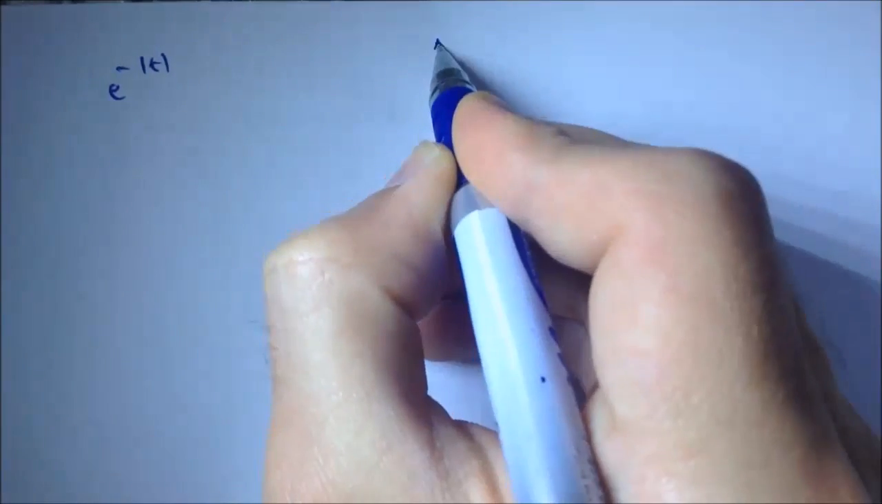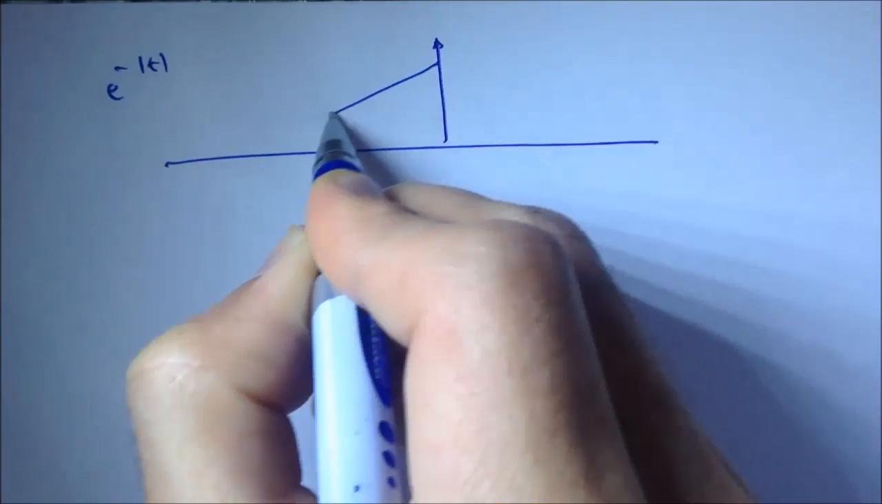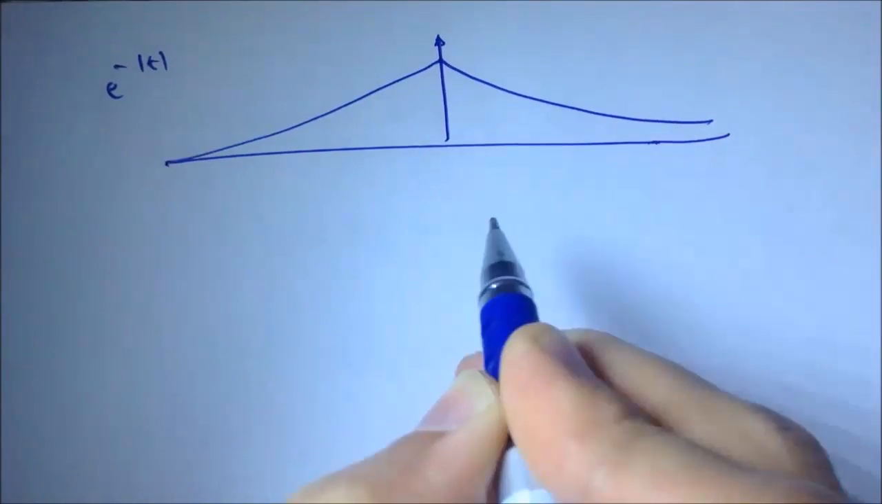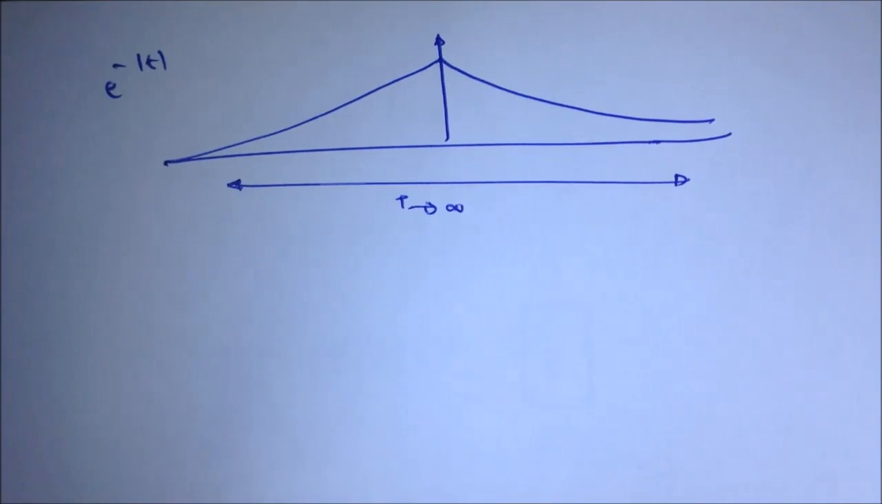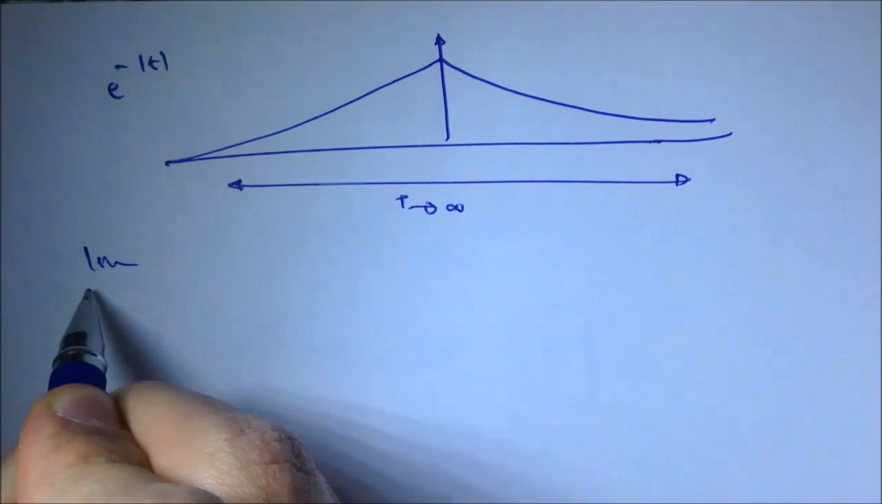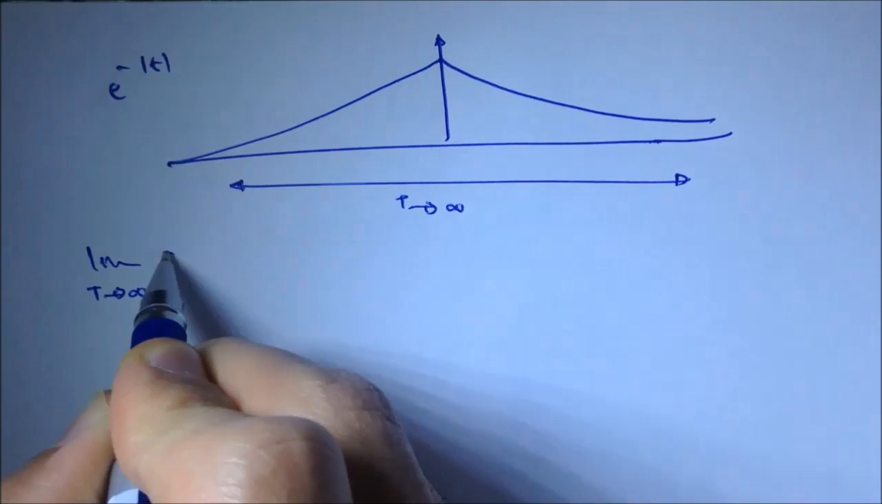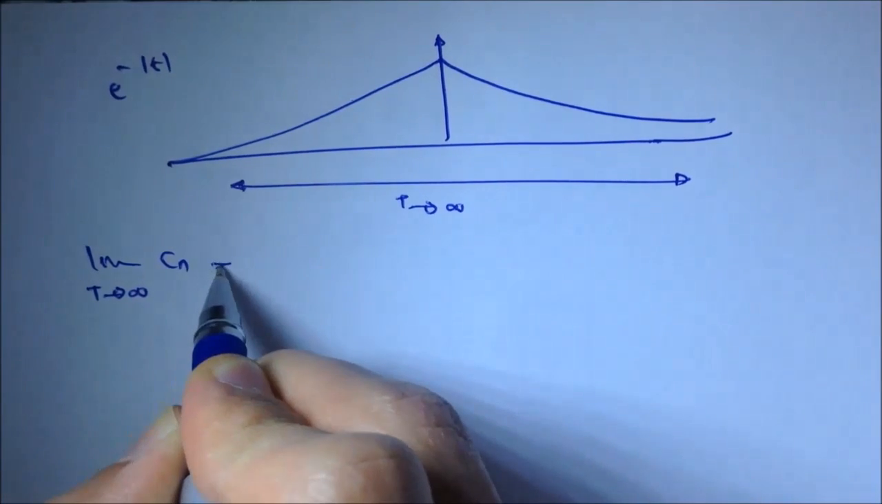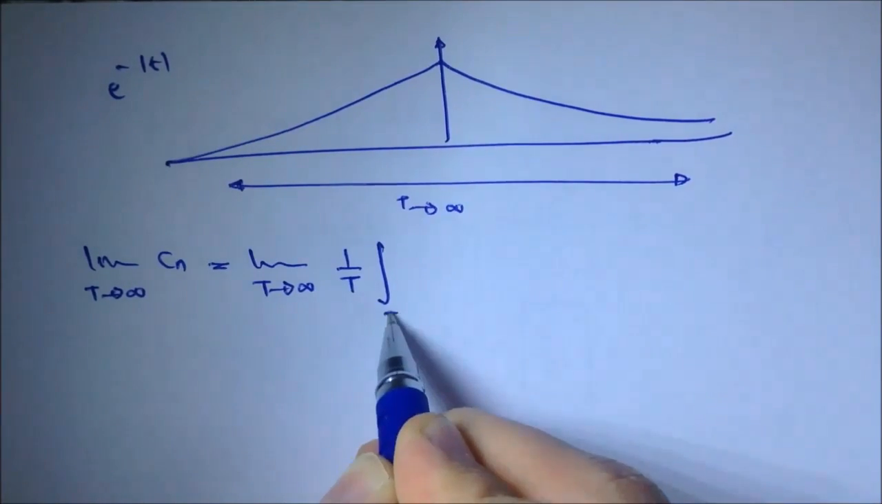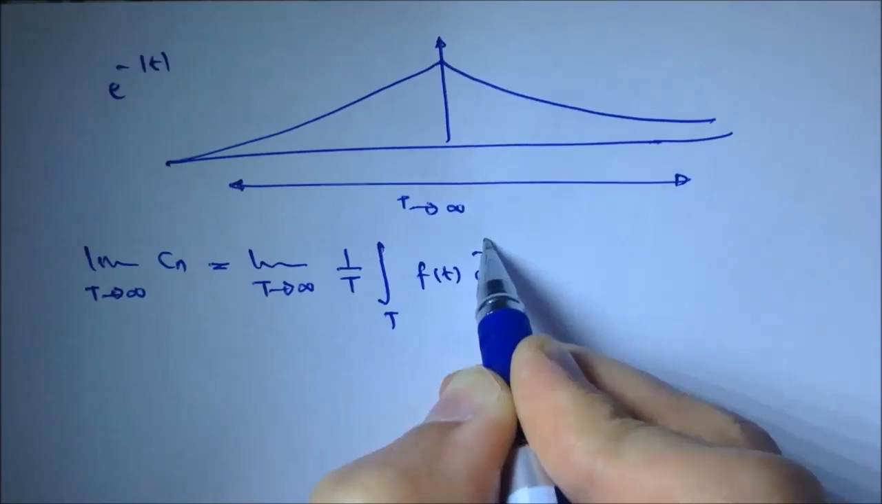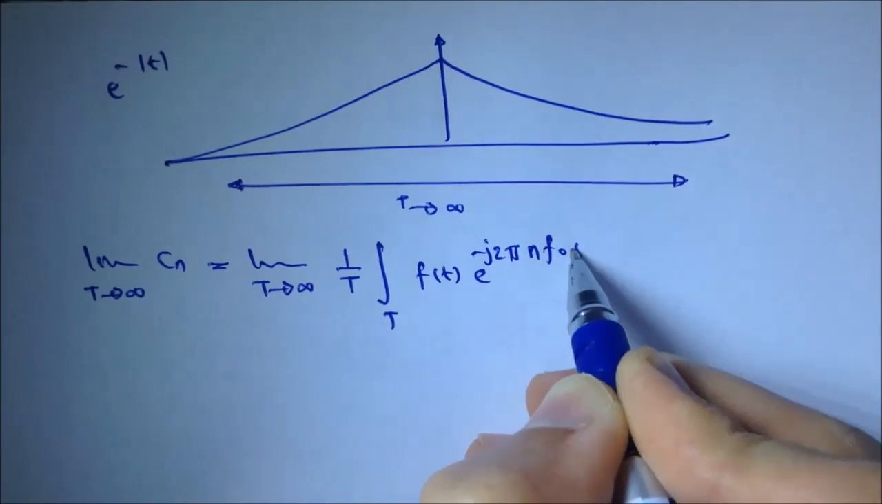Okay, so similarly, for any non-periodic function, say e to the minus absolute value of t, we can imagine that it is a periodic signal that has a duration of infinity. So capital T approaches infinity. We are going to derive the formula of the forward Fourier transform by taking the limit as T approaches infinity for c sub n from the Fourier series. So we have the limit as T approaches infinity of 1 over T, integration over time, of f of t e to the minus j 2 pi n f naught t dt.